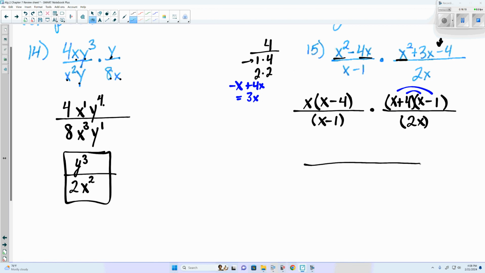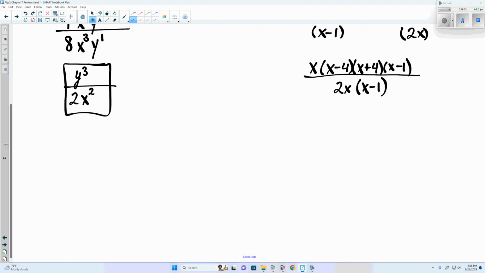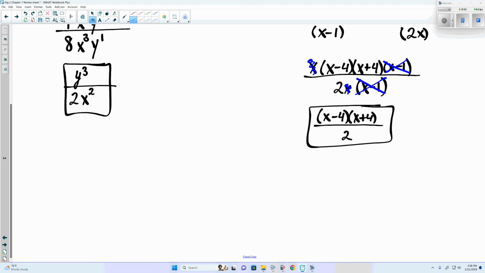Now at this point, we can multiply these together. For our numerator and denominator, we're really just smushing them all together because it's understood for multiplication. In our denominator, we'll move the 2x out front, and it's being multiplied by our x minus 1, giving us this here. Incidentally, we do have something in common on top and bottom that cancels: our x minus 1 and x minus 1. And actually, we also have x and x, leaving us with x minus 4 times x plus 4 all over 2. That there is our final answer.